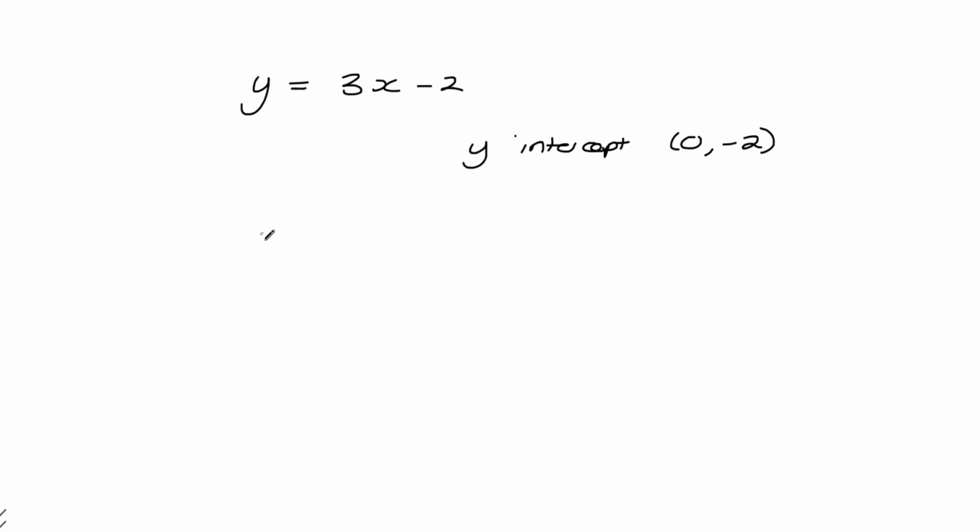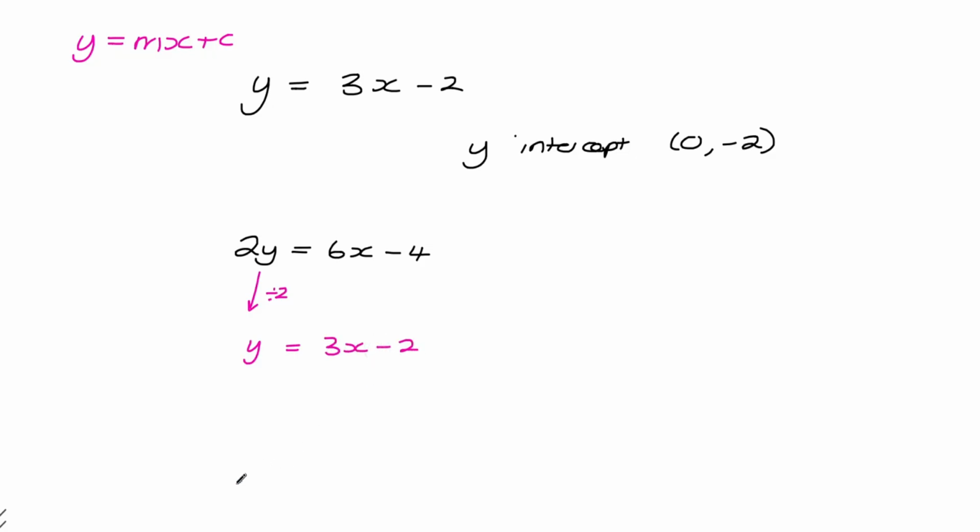However, sometimes they might give it in this different form. They might say 2y is equal to 6x minus 4. What is the y-intercept? Now, you can only read off the y-intercept when it is in the form of a singular y is equal to mx plus c. That is when you can see from the equation what the gradient and the y-intercept are. So you would have to start by dividing through by 2 before you then answer your question.